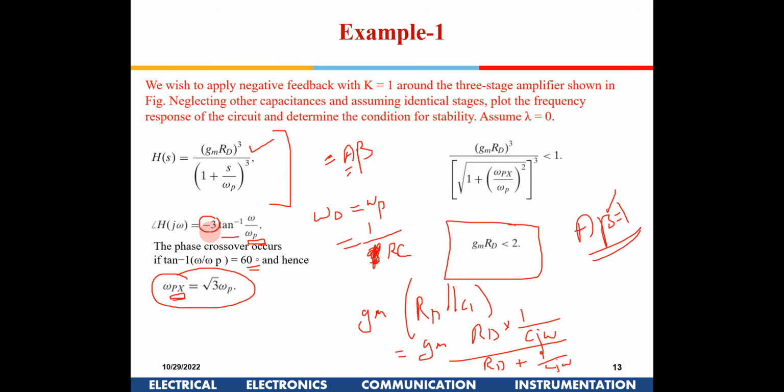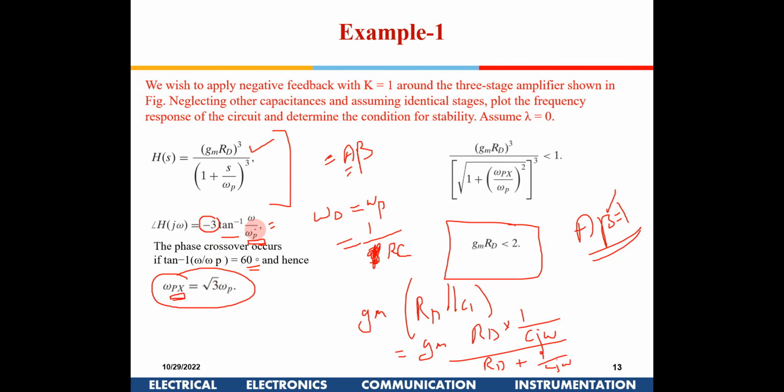Right? 1 by root 3, right? Tan inverse 1. No. Where did this root 3 come from? Like the root 3, how does it come? Root 3. Right? Tan inverse omega by omega is 60, right?